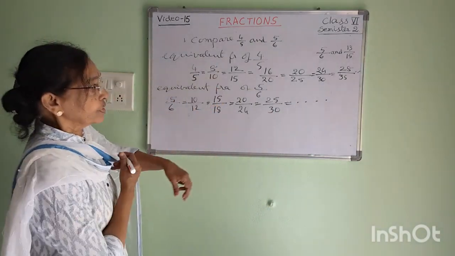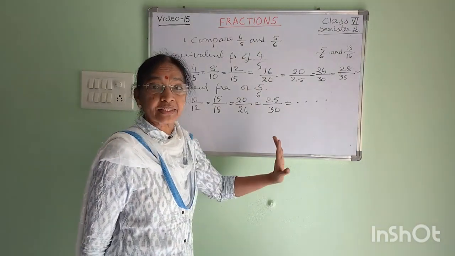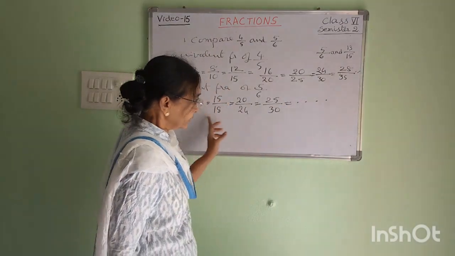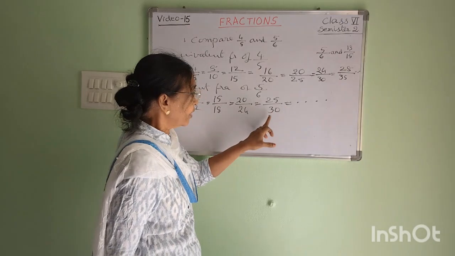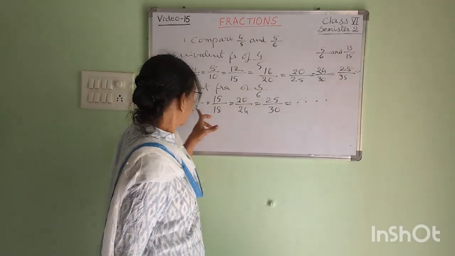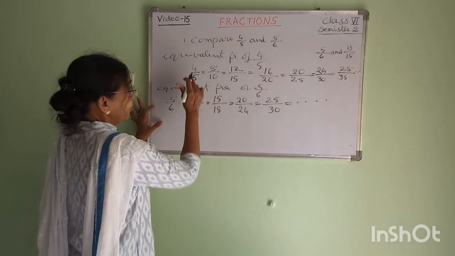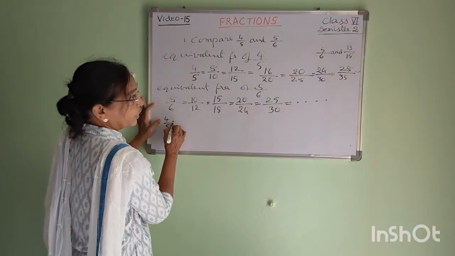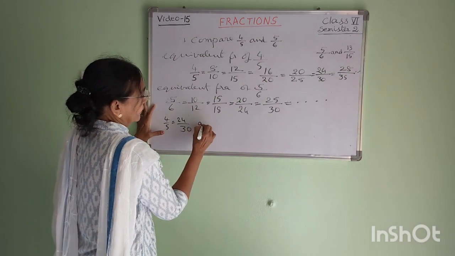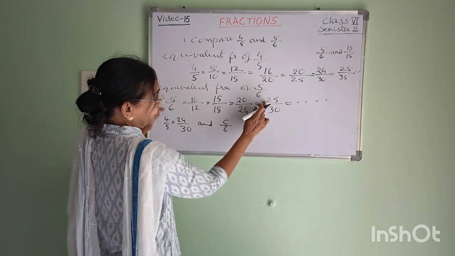Now we have to choose fractions having the same denominator. In these equivalent fractions and in these equivalent fractions, the same denominator is 30. Here also we find denominator 30. Therefore, 4 by 5 is equal to 24 by 30, and 5 by 6 is equal to 25 by 30.